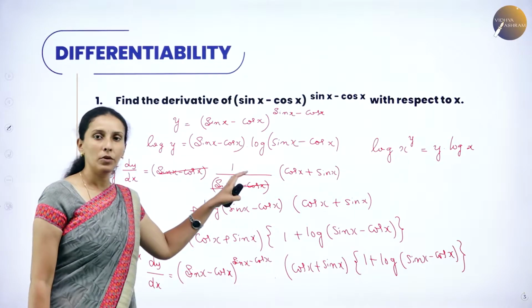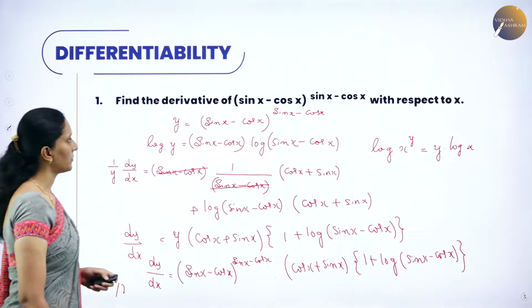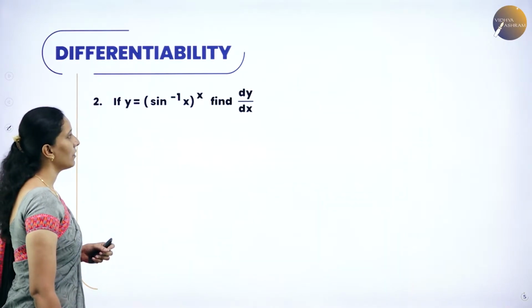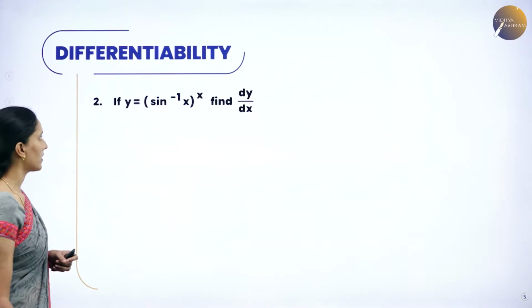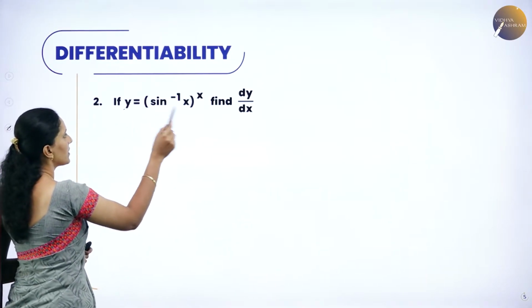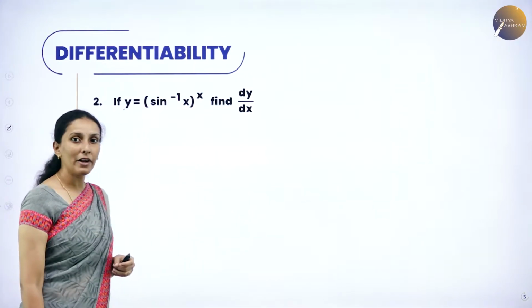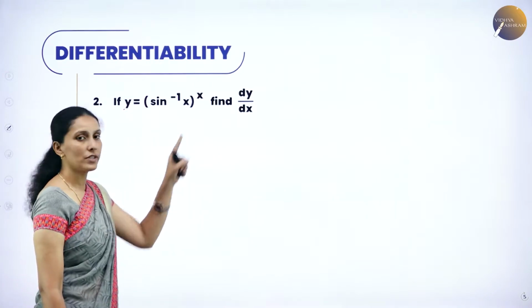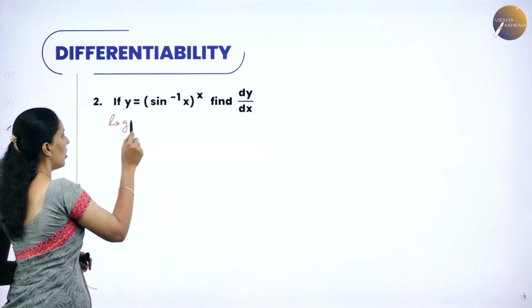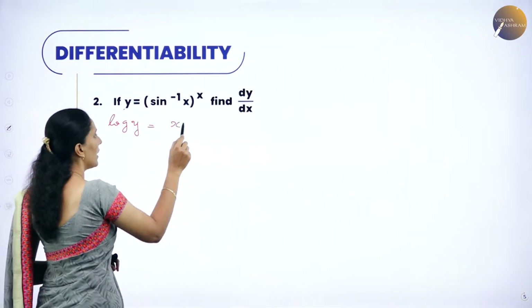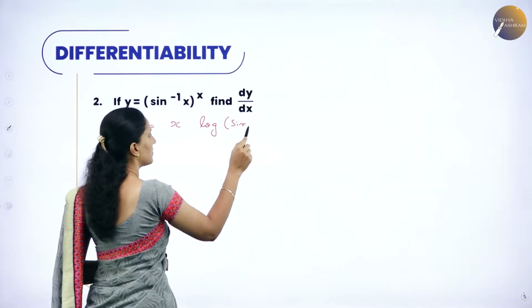So apply log on both sides, differentiate on both sides and simplify. Next, if y is equal to (sin inverse x) to the power x, find dy by dx. So y is equal to (sine inverse of x) to the power x. So again we have two functions here. Let me apply log on both sides. Then this can be written as log y is equal to x into log of sine inverse x.